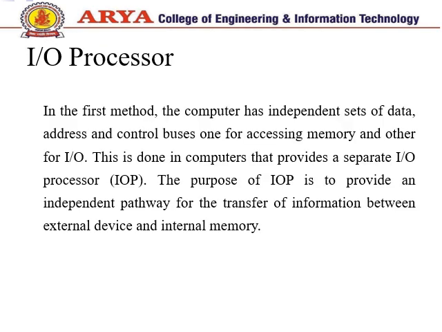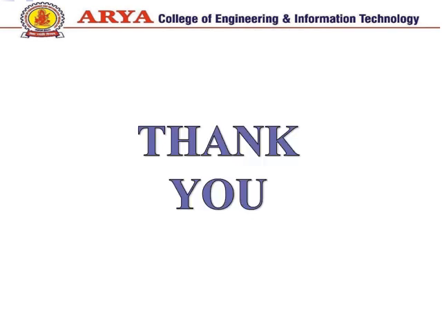Input output processor. In this first method, the computer has independent sets of data, address and control bus, one for accessing memory and other for input output. This is done in computers that provide a separate input output processor. It means IOP. The purpose of IOP is to provide an independent pathway for the transfer of information between external devices and internal memory. Thank you.